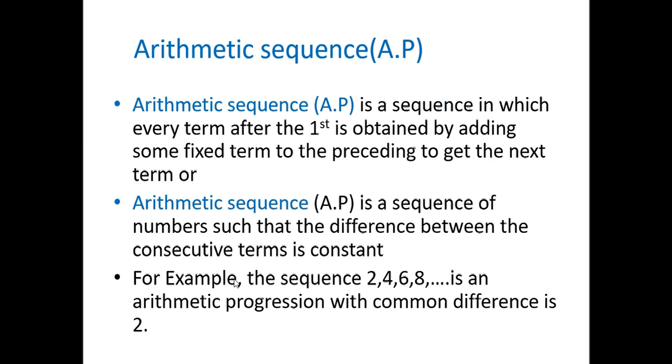Consider the example. The sequence 2, 4, 6, 8 is an arithmetic progression with common difference 2, because the difference between any two consecutive terms is 2, that is 4 minus 2 equal to 2, 6 minus 4 equal to 2, 8 minus 6 equal to 2. Here first term is 2.